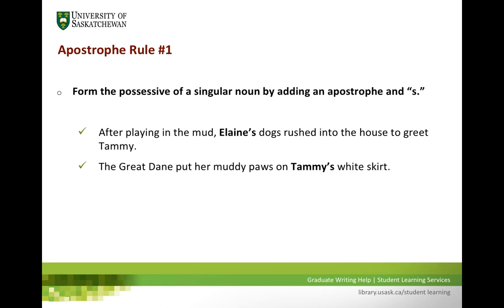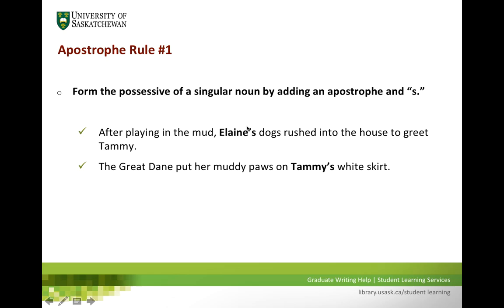Apostrophe rule number 1. Form the possessive of a singular noun by adding an apostrophe and s. Here are 2 examples. After playing in the mud, Elaine's dogs rushed into the house to greet Tammy. The Great Dane put her muddy paws on Tammy's white skirt.